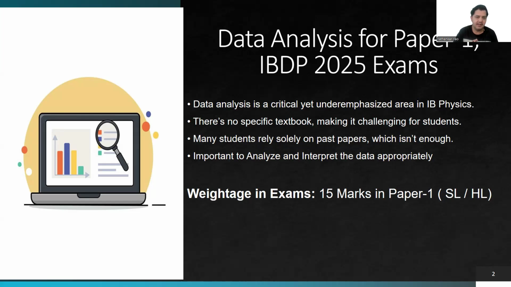Therefore, it's extremely important for you to understand how to analyze the data, how to interpret the data, and what graphical data analysis and significant figures are. In fact, this year they have even removed significant figures from the chapters, because we start directly from kinematics.